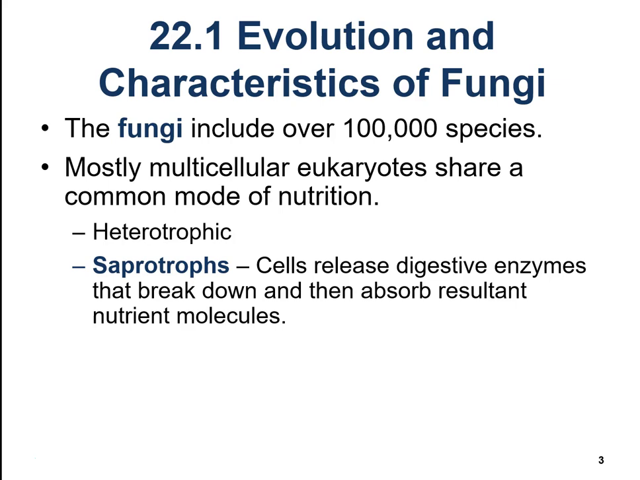Okay, so there's about 100,000 different species of fungi. I think when most of us think of fungi, we probably think of mushrooms, right? But there are many different types of fungi. Mostly they're multicellular, and they share a common mode of nutrition. So heterotrophic, and a lot of them are also saprotrophs. And again, we've mentioned this term before. Make sure we understand what that means. Again, the organism or the cells will release digestive enzymes that will then break down molecules, right? And then they can absorb those more simple molecules.